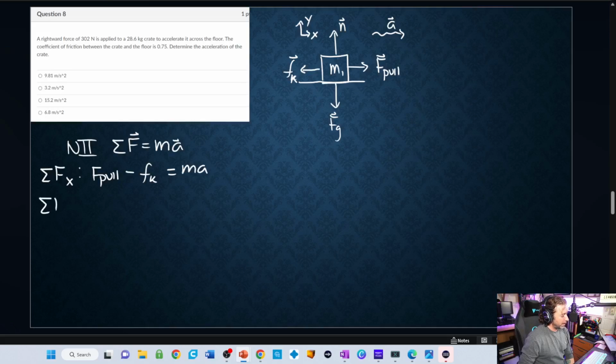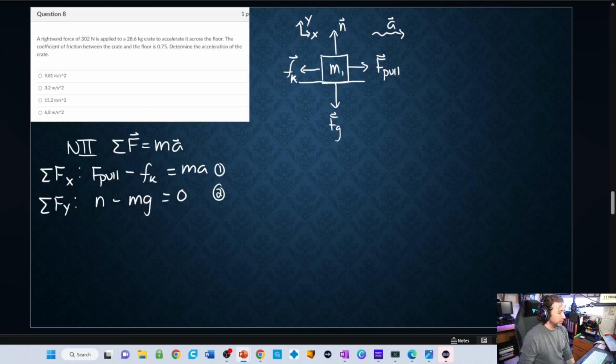So add up the forces in the y direction. We get the normal force minus force of gravity mg is going to be equal to 0. Why? Because it's not accelerating in the y direction. We'll call that 1 and 2. Awesome. Okay, so we want the acceleration of the crate.